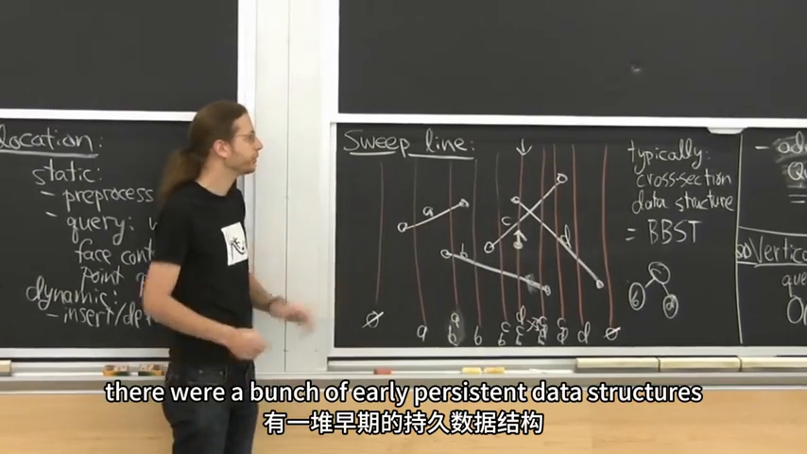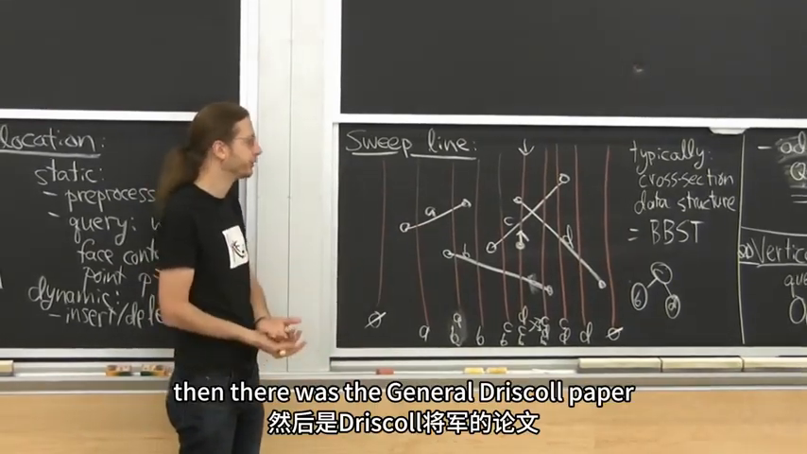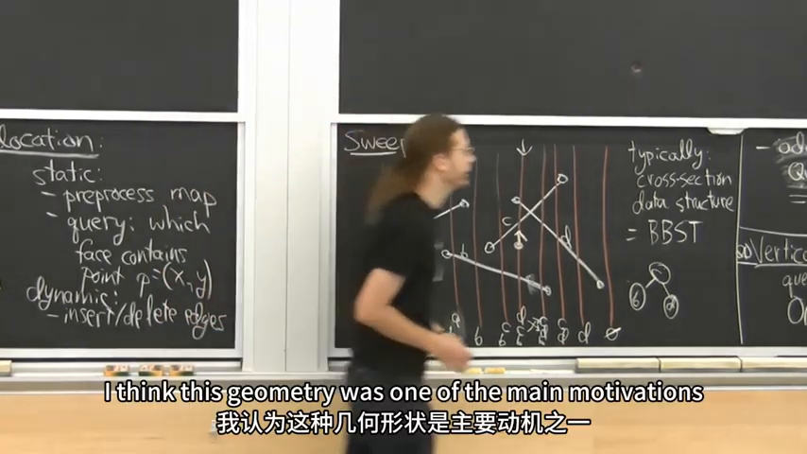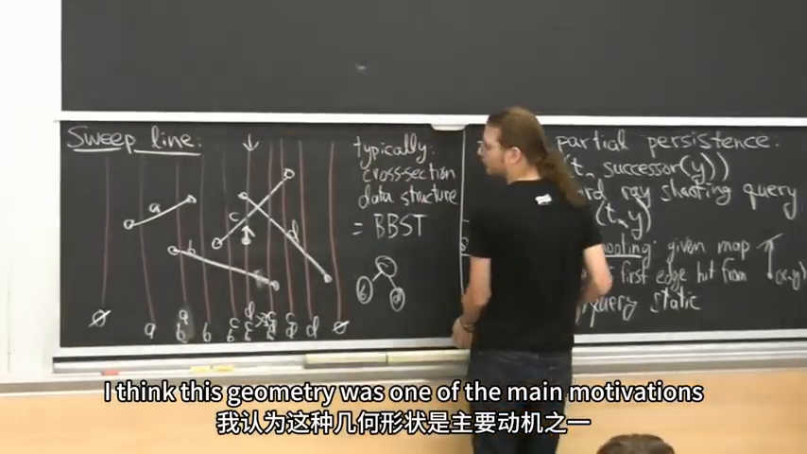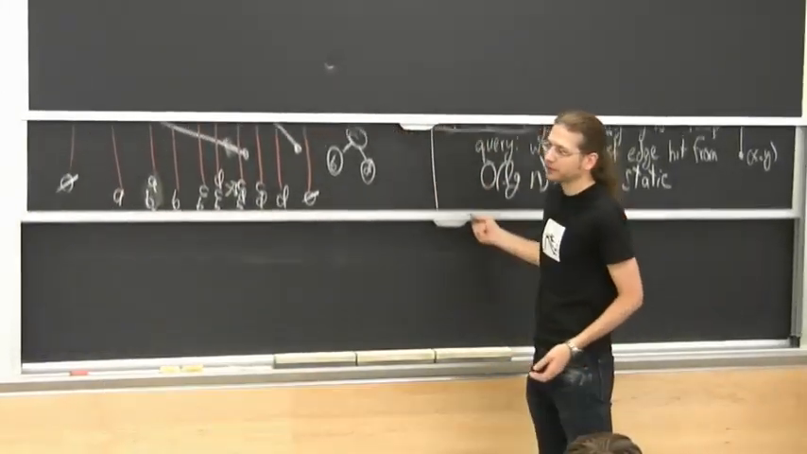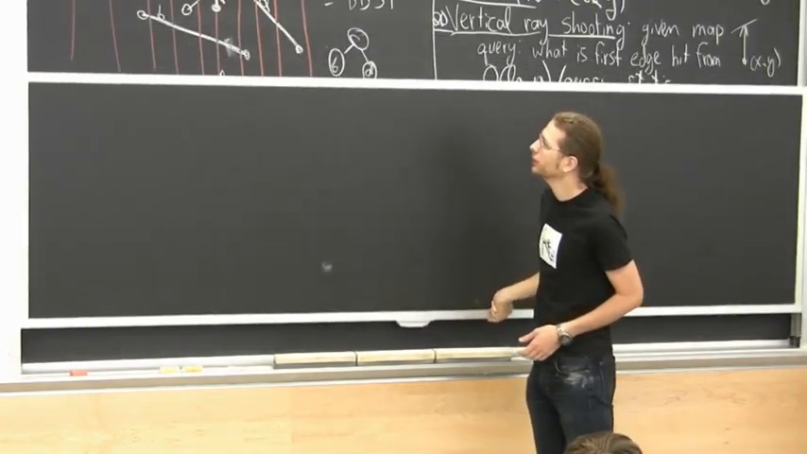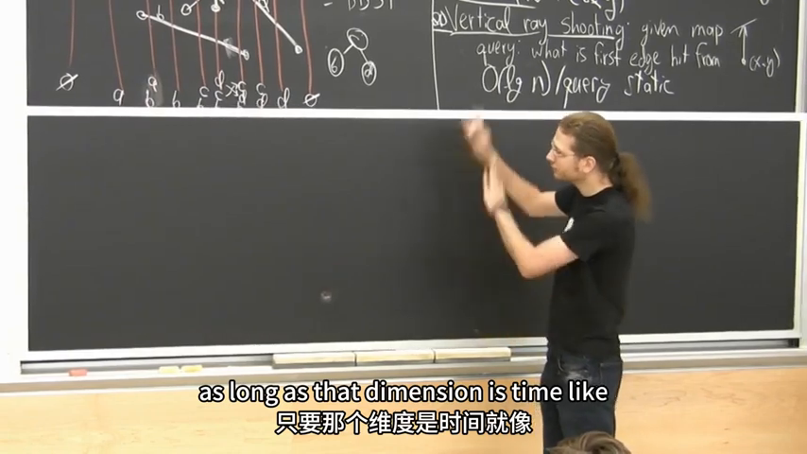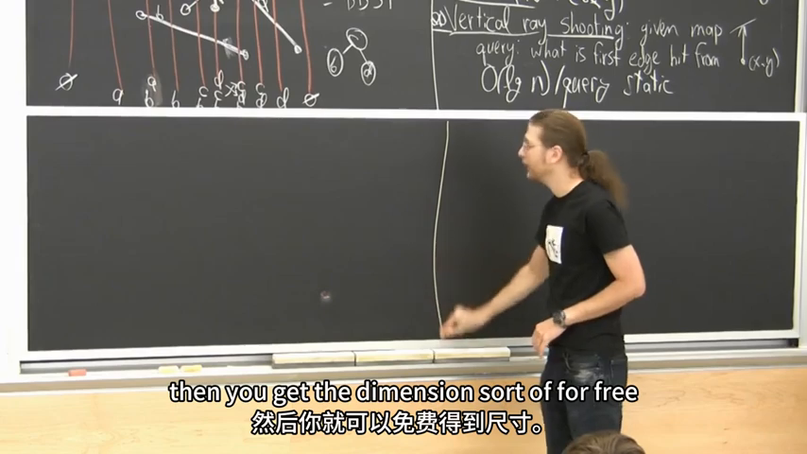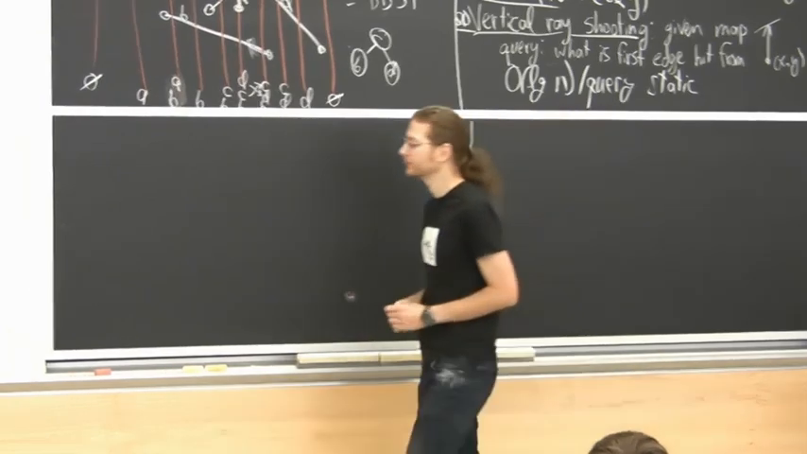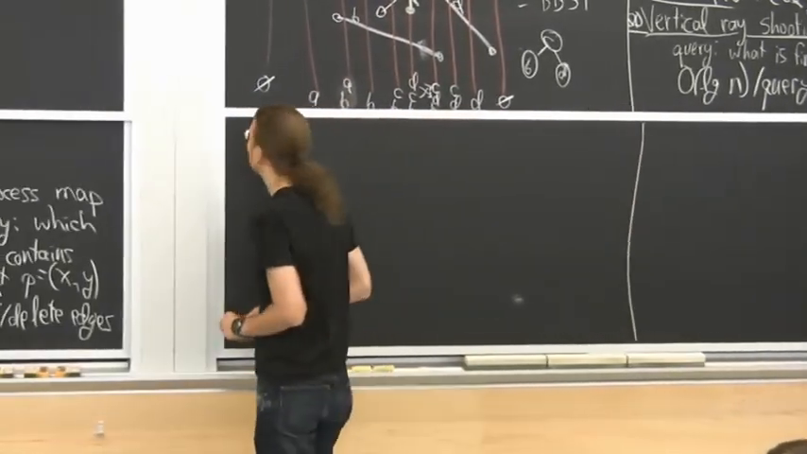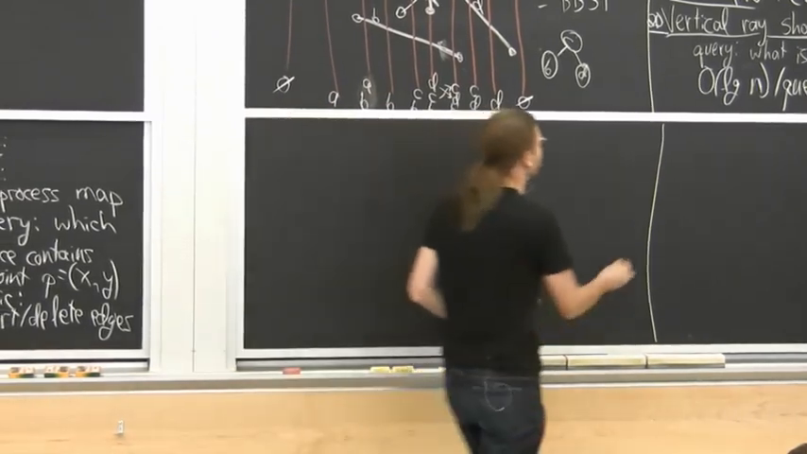There were a bunch of early persistent data structures. Then there was the general Driscoll paper, which I talked about. But I think this geometry was one of the main motivations, because it lets you add a dimension, as long as that dimension is time-like, then you get the dimension sort of for free. So that's nice. Okay, what about retroactivity?